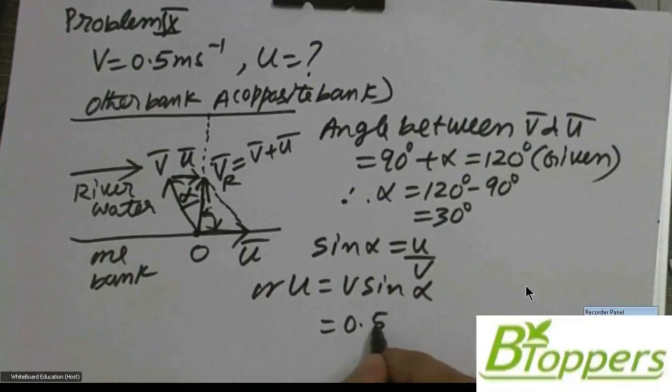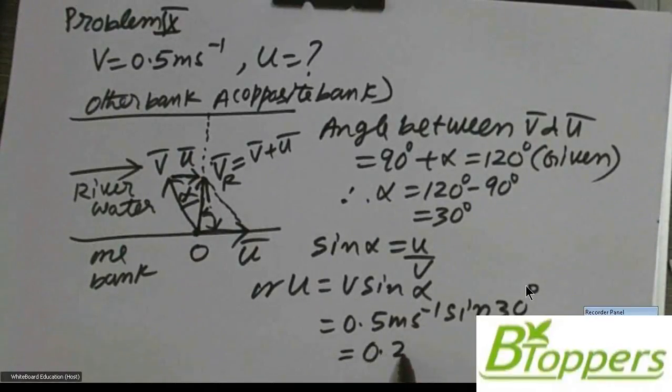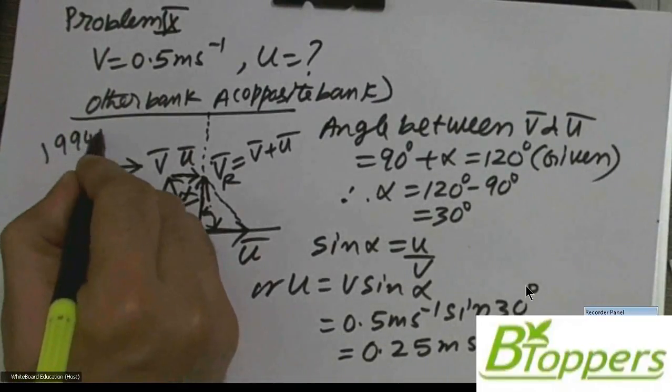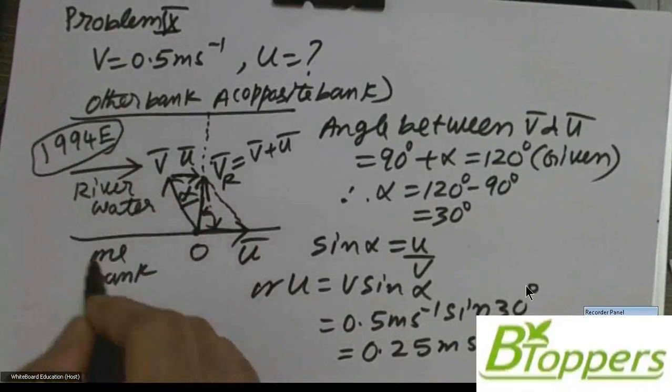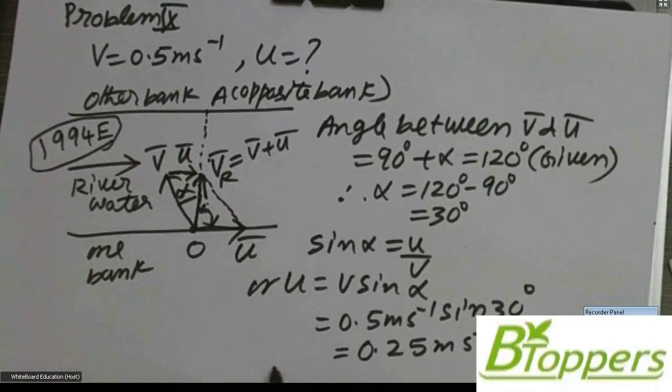Here V equals 0.5 meter per second and alpha is 30 degrees. So sin 30 degrees you can substitute as 1 by 2. So you get the answer as 0.25 meter per second. This problem was originally given in one of the previous MSET examinations. So those who want to copy the solution of the problem, they can take a pause and copy the solution of this problem.